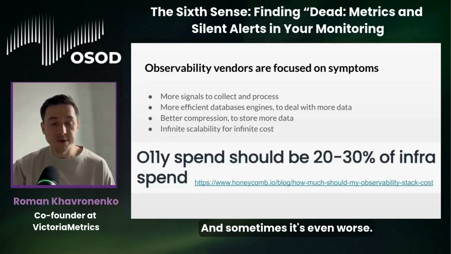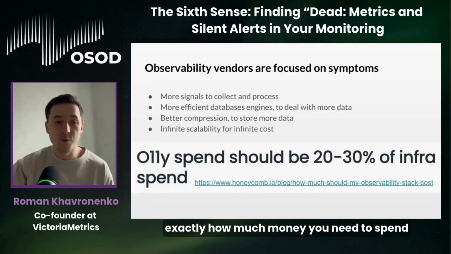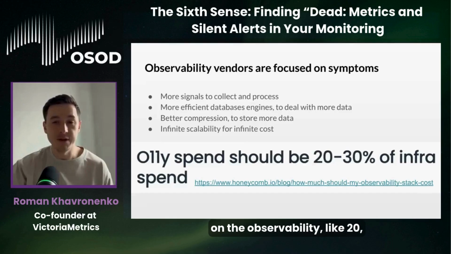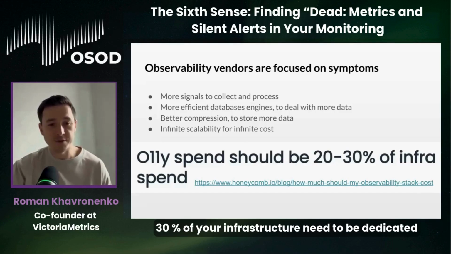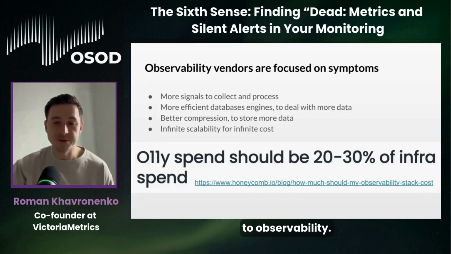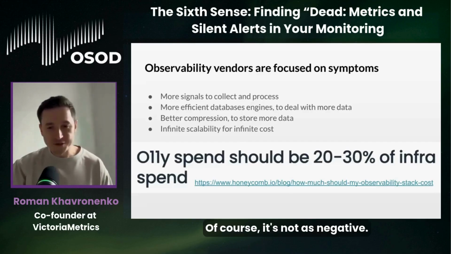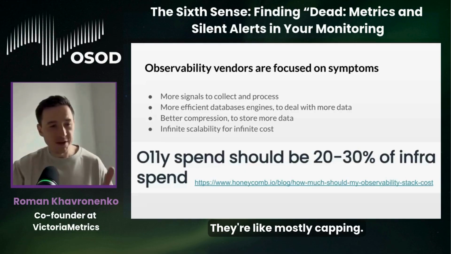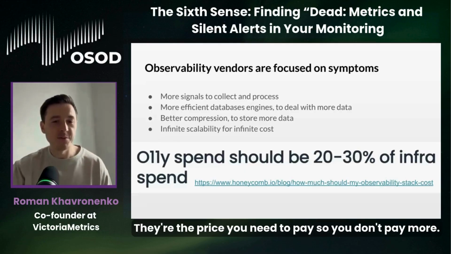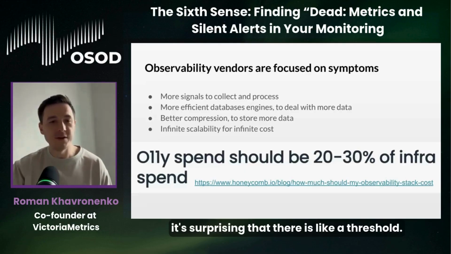And sometimes it's even worse. Some observability vendors say exactly how much money you need to spend on observability, like 20-30% of your infrastructure needs to be dedicated to observability. Of course, it's not as negative as it sounds. They're mostly capping the price you need to pay so you don't pay more. But anyway, it's surprising that there is a threshold.